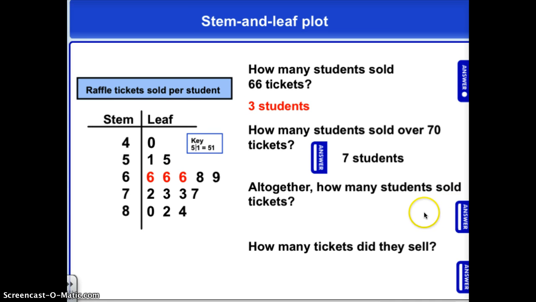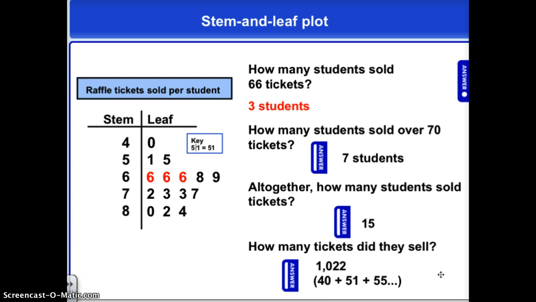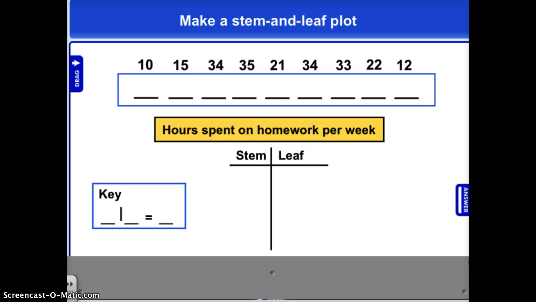How many students sold tickets? You would count up all the leaves, and your total amount would be 15. How many tickets did they sell? This is a tricky question because a lot of people just add up the leaves and forget that the stems also represent that number of things. So the 0 isn't just 0, it's 40. You would have to add 40 plus 51 plus 55 all the way up to 84, and you would have found that they had a total of 1,022 tickets.